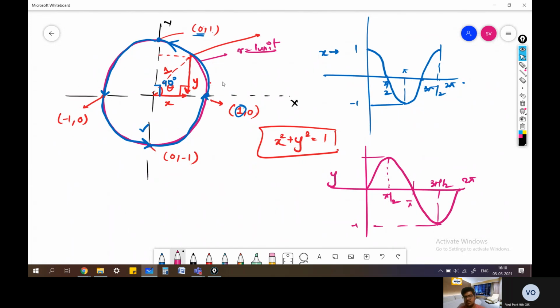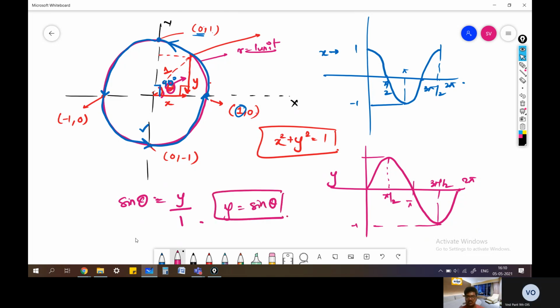Let's say there is a sine function, sine theta. What is sine theta? Opposite upon hypotenuse, that is y upon 1. If I say sine theta, that is opposite upon hypotenuse, y upon 1. That is y equals sine theta.